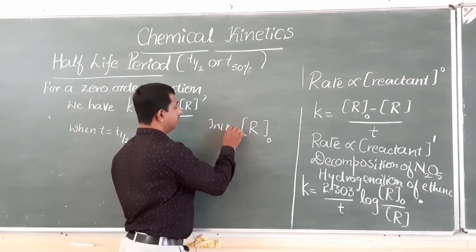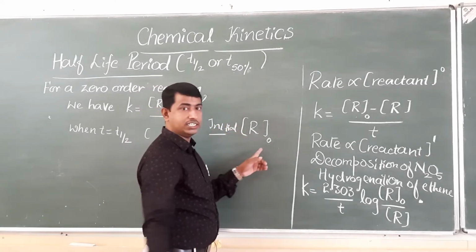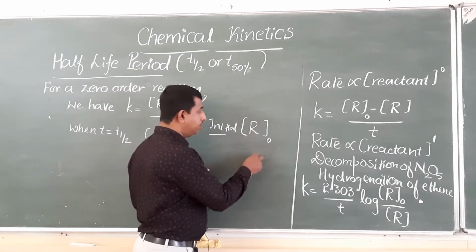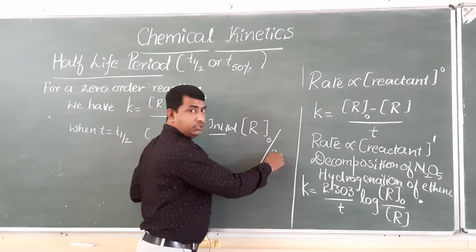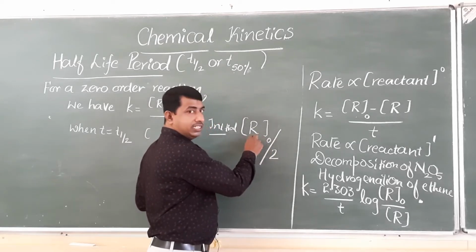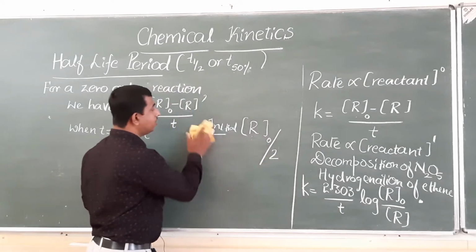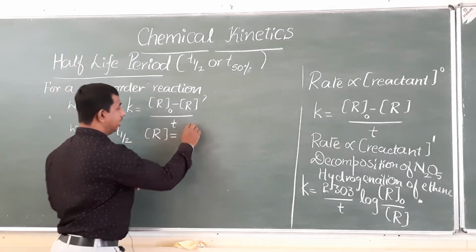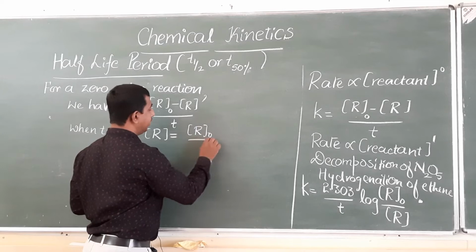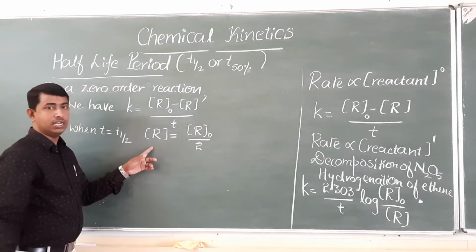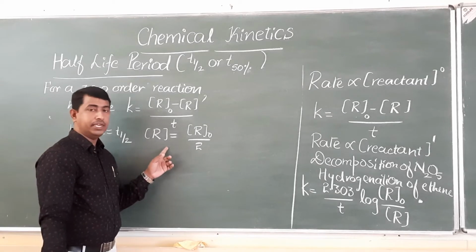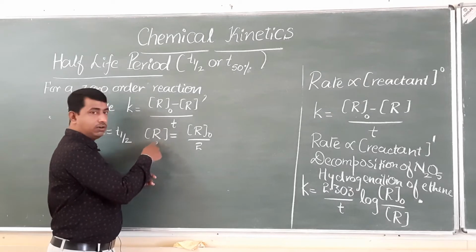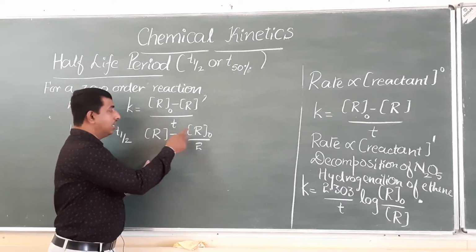Initially we took R naught, correct? Initial concentration is R naught. When t equal to t half, meaning for the first half-life period, this R naught will be reduced to half. So initial value is R naught, reduced to half, meaning the remaining value is R naught by 2 only. So the concentration of the reactant remaining, R, is equal to R naught by 2, correct? R means the amount of the reactant left out, which is R naught by 2.